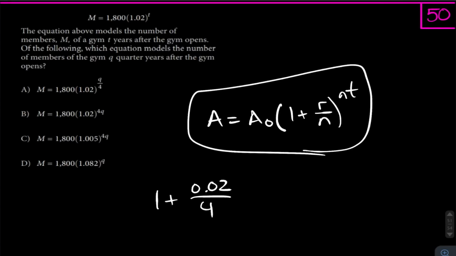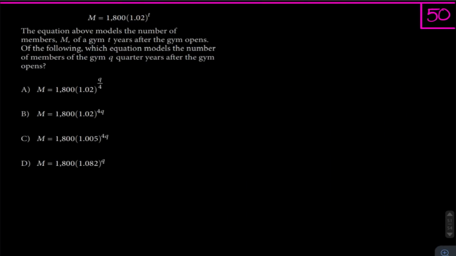But that's not what you're going to do here. Why would this not be like a compound interest kind of thing, like with quarterly compounding? Because that's not what this problem is saying. This problem is just asking for the number of members in the gym Q quarter years after the gym opens. It's not saying that this is being compounded quarterly. If it's being compounded quarterly, that's a different thing. Then we're talking about compound interest. That's a different topic entirely, and now we're doing compounding every quarter.